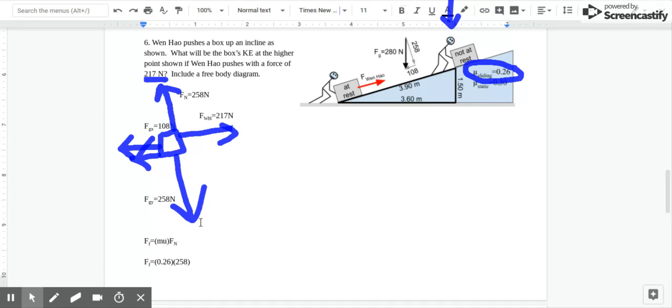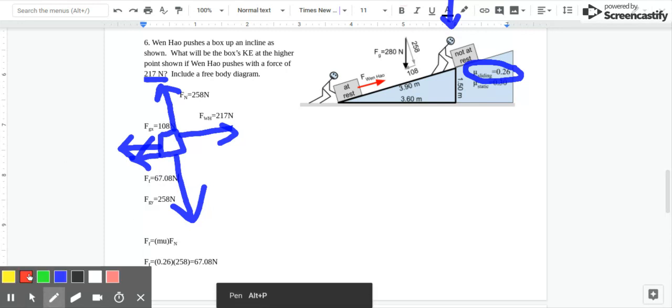I don't really remember that number, but I'm just going to go with it. I'm pretty sure about it. Okay, so there's our force of friction, and it is 67.08 newtons. Okay, now there's our free body diagram.